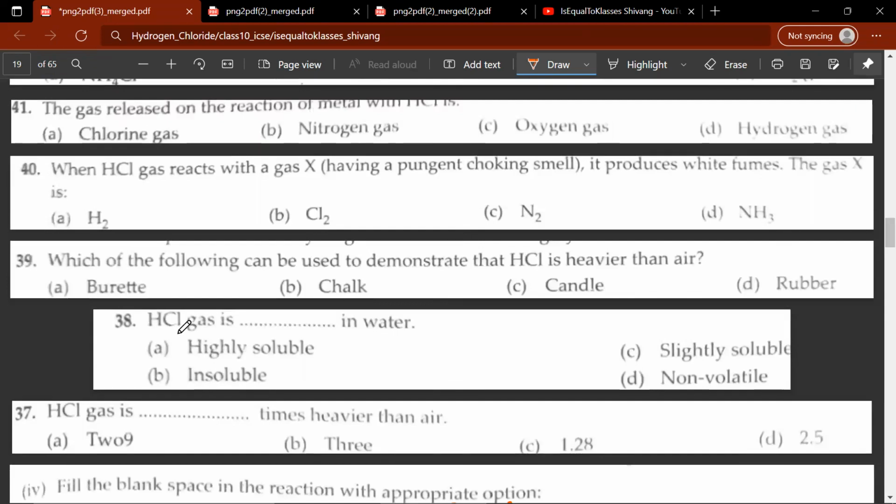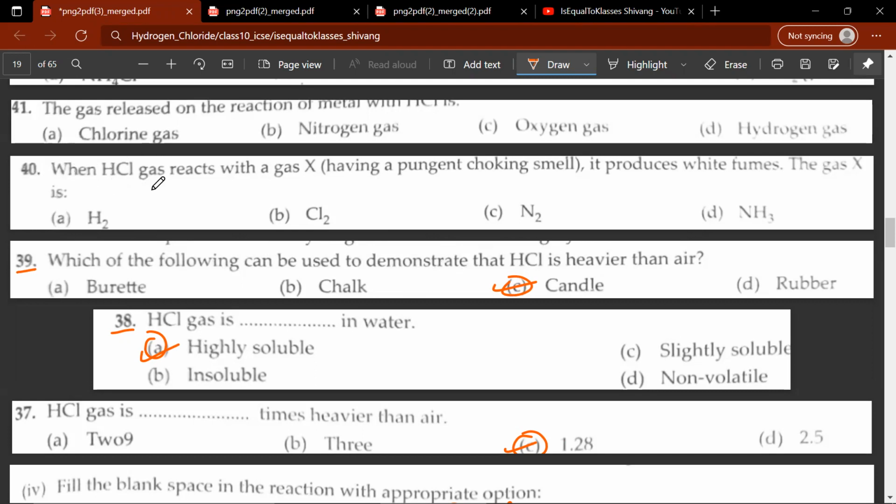So 37th question, HCl gas is dash times heavier than air. So this would be 1.28 times heavier than air. This is one of the properties of HCl gas. The 38th question, HCl gas is dash in water. So again, this is a property of HCl. This would be A, highly soluble in water. 39th question, which of the following can be used to demonstrate that HCl is heavier than air? So burette, chalk, candle, or rubber, this would be C, candle.